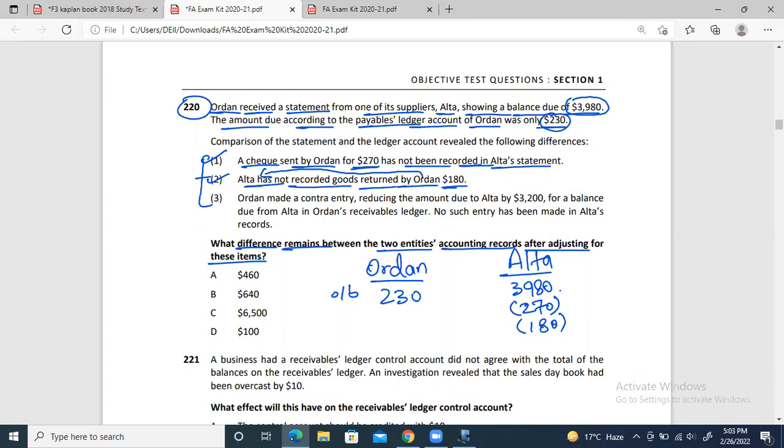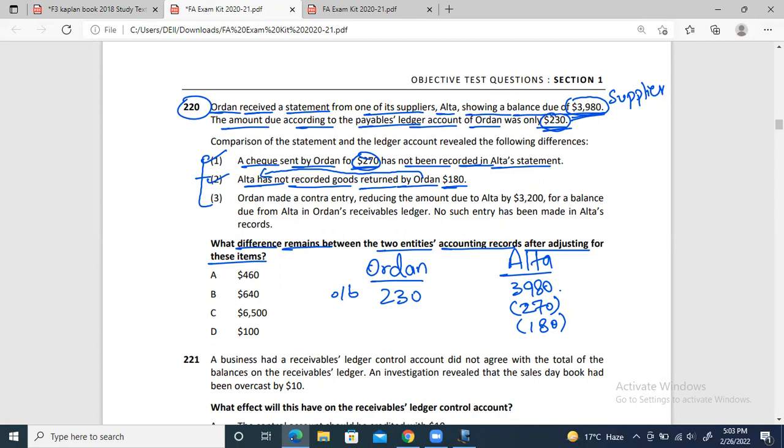Let me explain you again. You understand this, right? That the balance in Alta's, the supplier's book, was 3980, right? And in the customer book, Orden was saying that I only have to give you 230, not more than that, according to his book. Now we are just accounting for the errors that have been made, the things that have not been recorded over here.